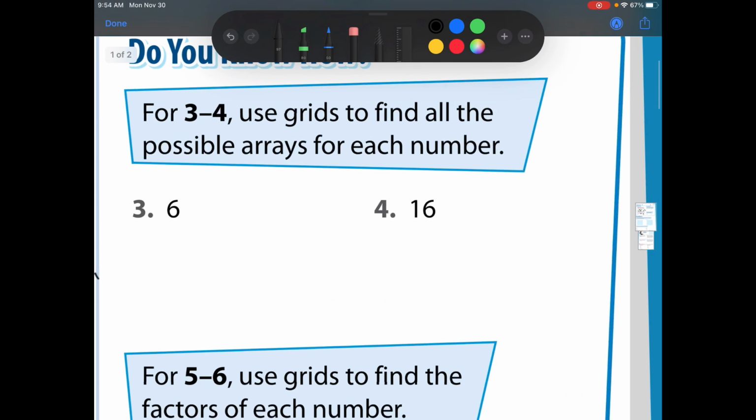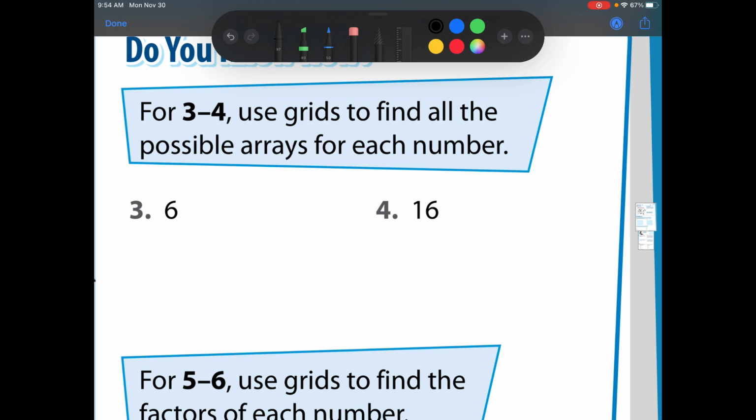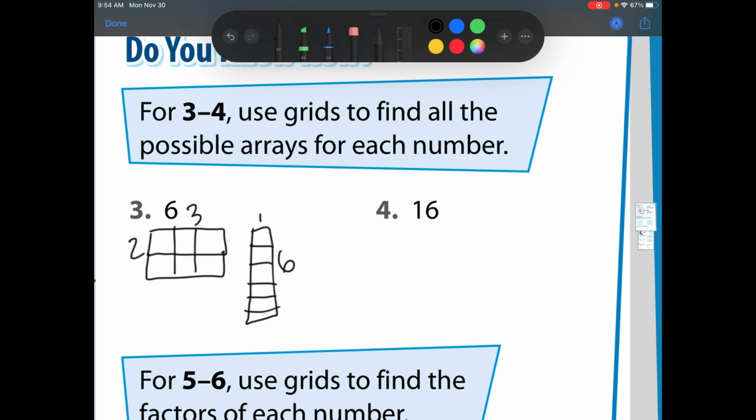Now let's head on to number 3. Use grids to find the possible arrays for each number. So we have that grid paper, and so I can have like this. We can have a 2 by 3. We can have a 1 by 6. So my factor lengths, because it's the same as if I just flip these and have it as a 3 by 2, my factors would be 1, 2, 3, and 6.